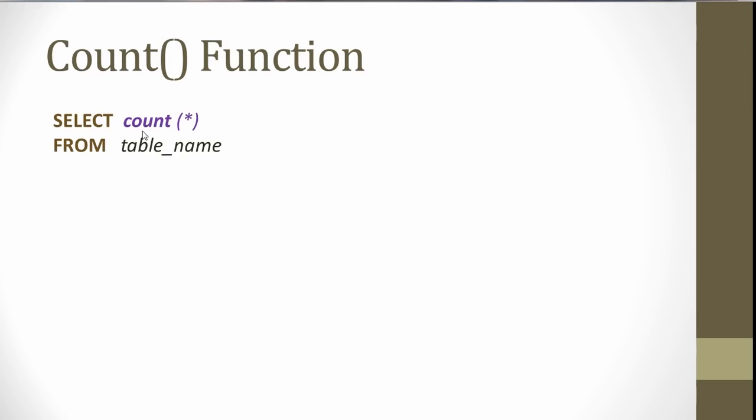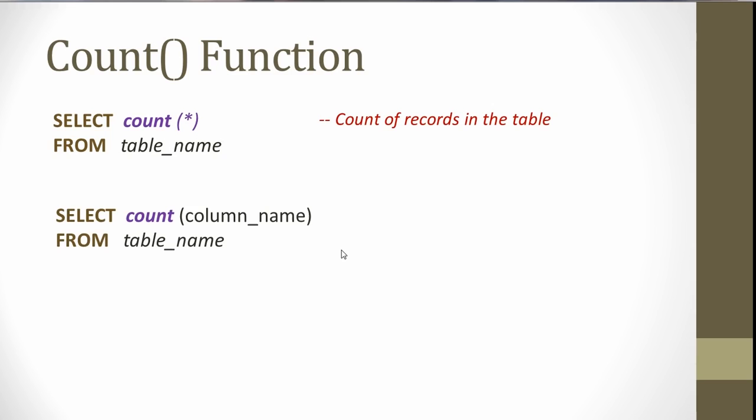Let's look at the syntax for the count function. It selects count star or asterisk in parentheses from and the table name. This actually gives us the count of records in a table. Unless you use a where clause, all the records are counted in the specific table. If you use a where, then depending on the where condition, the count is selected.